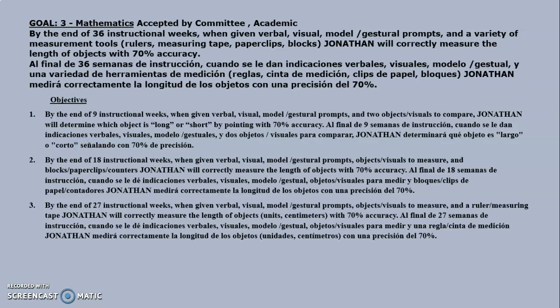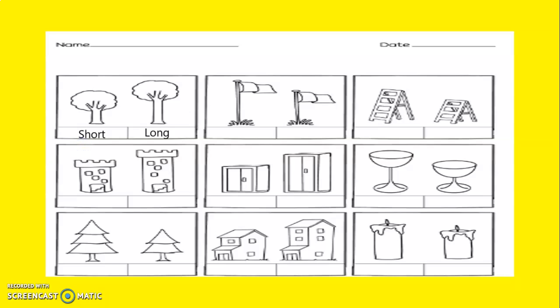So we're going to do goal number 3, which is you're going to be able to determine what objects are long and which one's short. Just like you did last week, let me show you the first page. Here it is. So the first one is done for you as an example. You have a tree here and one here. They look the same style, but one is longer than the other, and you can tell right away. You can tell right here the space.